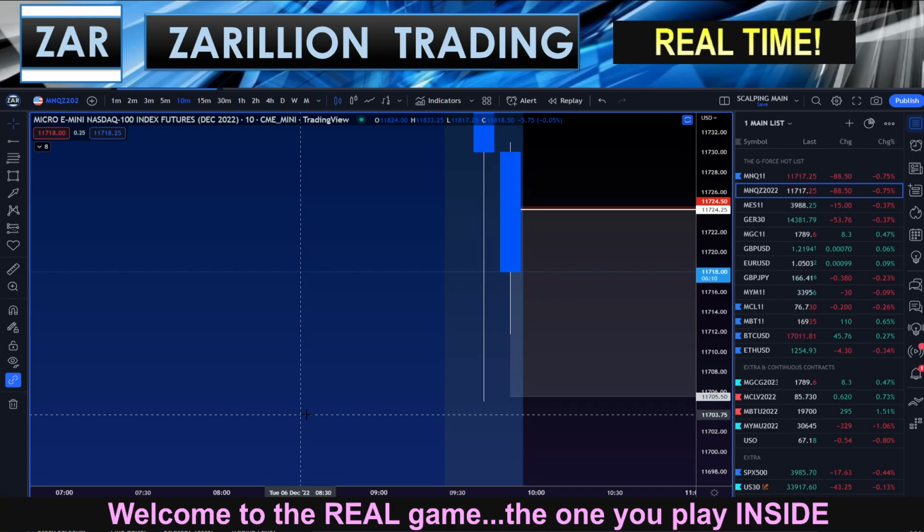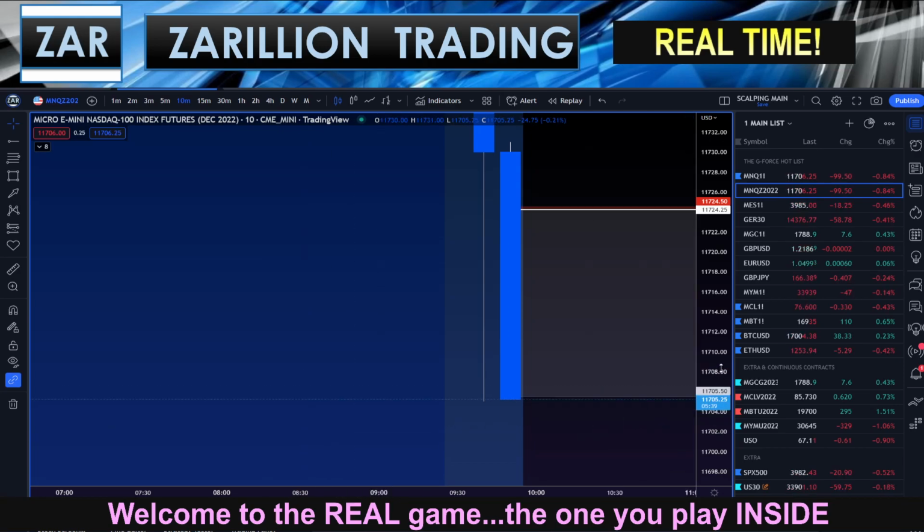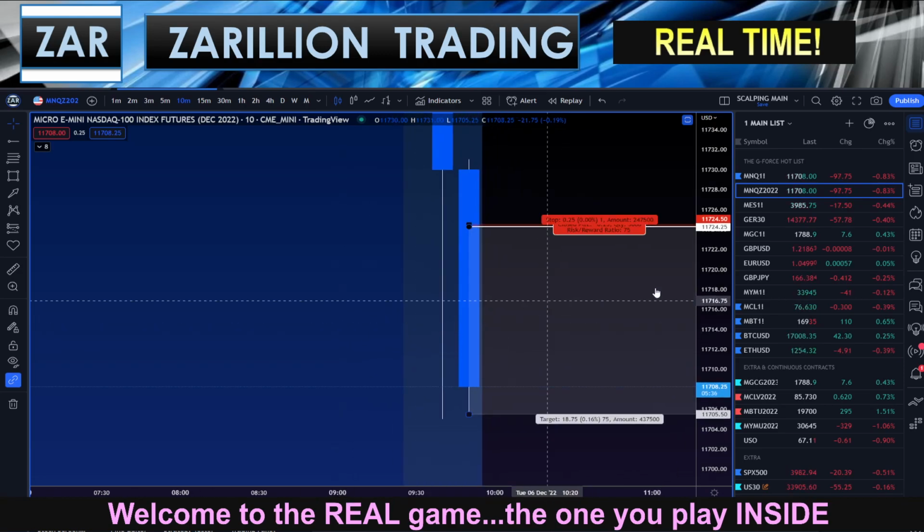Super whippy when you have it zoomed in like this, of course. But as I was mentioning earlier, it's been a very sloppy market. Pushing. One more push. And we're done. 18 3/4 points.